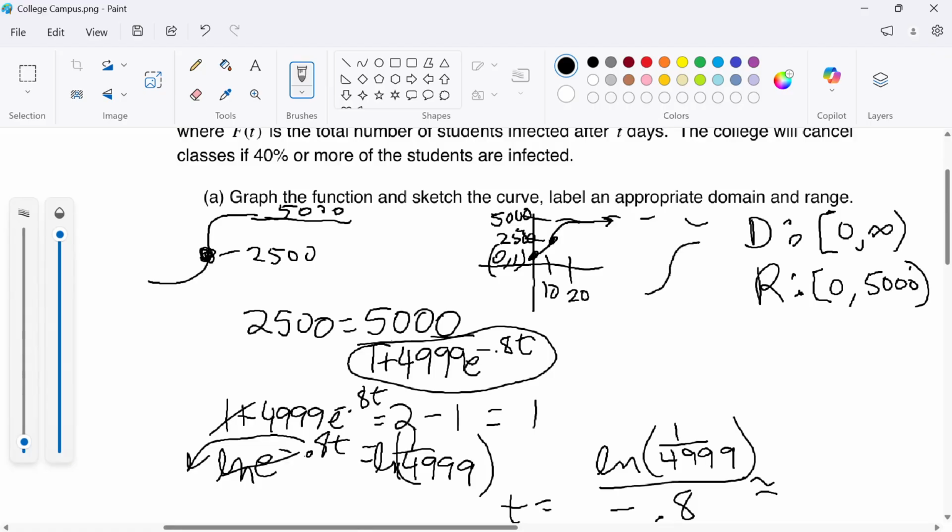It's supposed to look like this. Maybe mine doesn't look too good, but that's what it's supposed to look like. All right, I think I did that pretty good. So it rises very fast, then it hits that inflection point, the middle point, and the middle point is half of the carrying capacity.